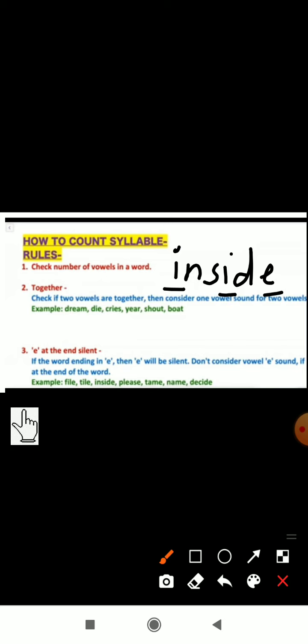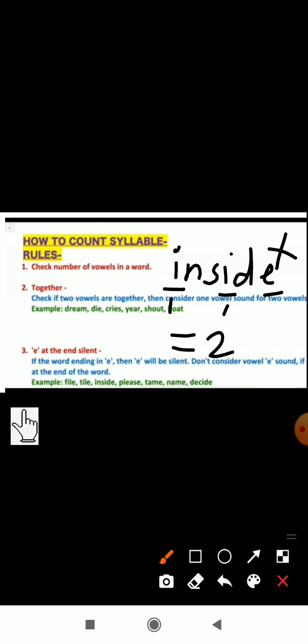How many vowels here? Three. Now, are they together? No, they are all separate. Now, is there an E at the end? Yes, E at the end. So, E should be silent. So how many? This one, this one. So the word has 2 syllables. Got it? The word has 2 syllables. Understood? Now, one more word.